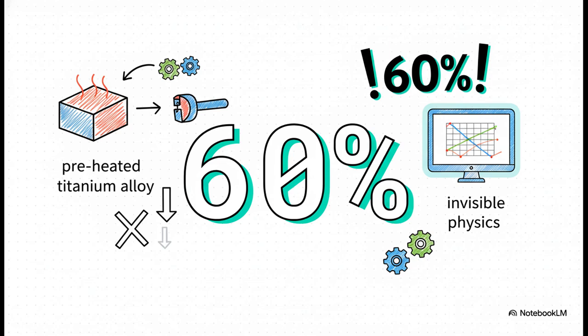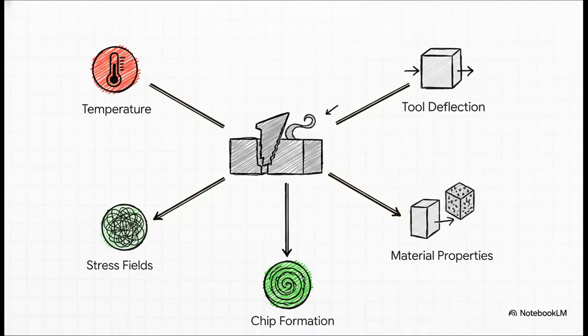Well, research in 2025 from Pasternak's team gives us an awesome example. They used FEA to simulate what would happen if you preheated a super tough titanium alloy right before cutting it. The simulation predicted a staggering, and I mean staggering, 60% reduction in cutting force, all because the heat softened the material. This wasn't some wild guess. It was a validated discovery made possible because they could see the invisible physics at play right there on the screen.